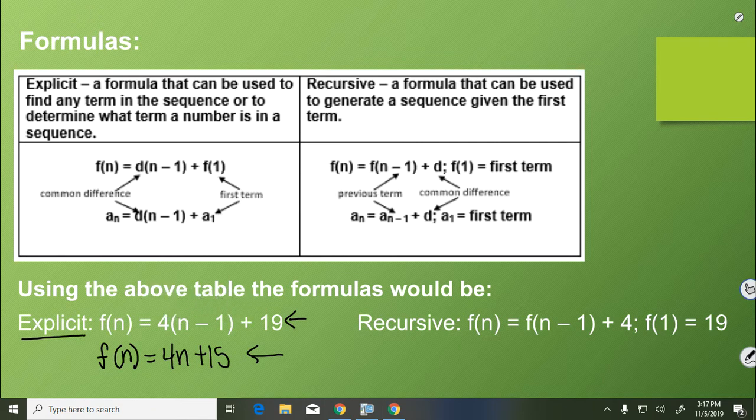Then the recursive formula is f of n equals f of n minus 1 plus 4, where the first term is 19. So if I plug in the 19 here, it replaces this whole thing, and I would do 19 plus 4, and I would get the second term, which is 23. And if I plug in the 23 there, I would do 23 plus 4, which gives me the third term of 27. And if I plug in the 27 there, I would get 27 plus 4, which is 31, which is the fourth term, and so on. So let's try some of these.